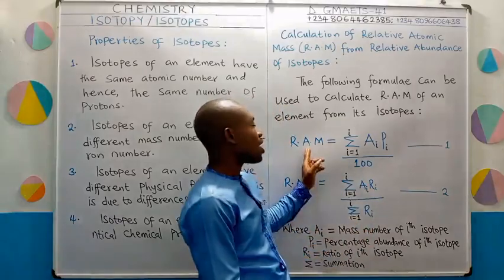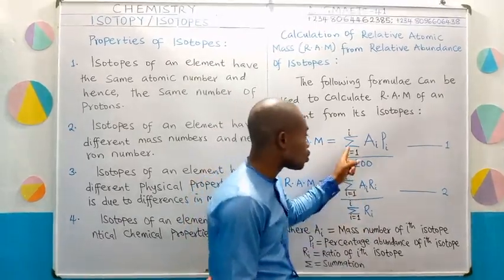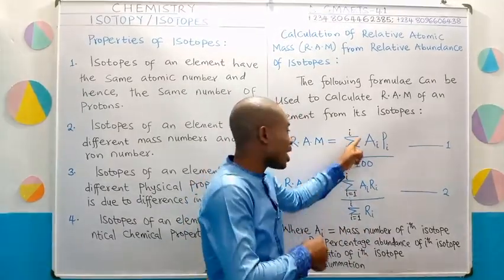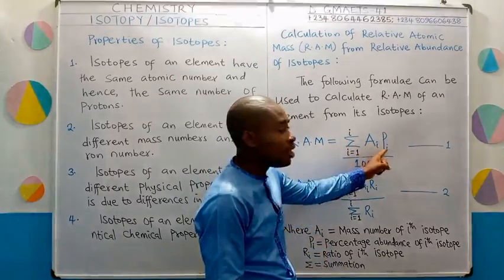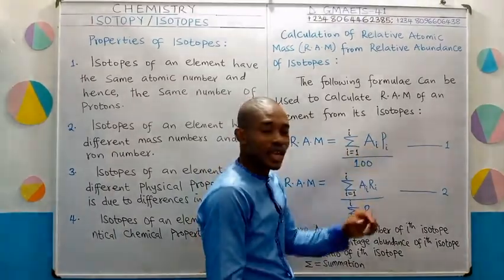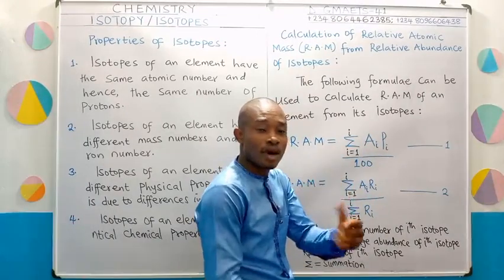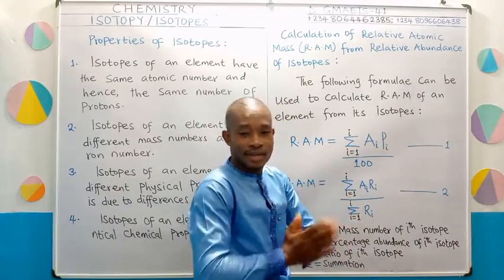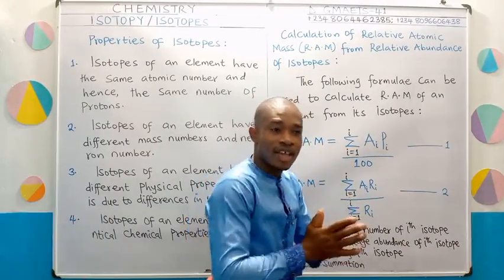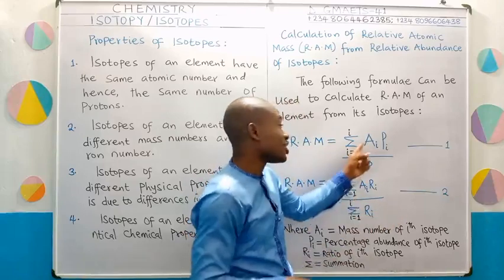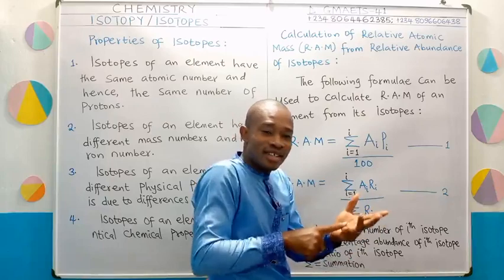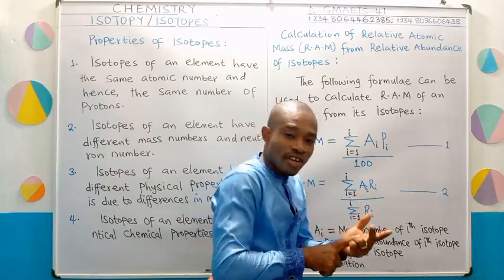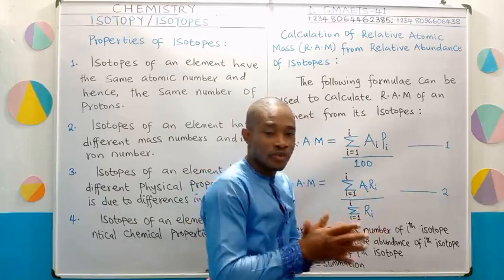So we have this R.A.M, relative atomic mass, is equal to summation. This sign is the symbol of summation. AiPi. What does this Ai represent? I use it to represent the mass number of any of the isotopes. So if an element has 3 isotopes now, then this Ai would be A1, A2, A3. That is the mass number of isotope 1, mass number of isotope 2, and mass number of isotope 3.